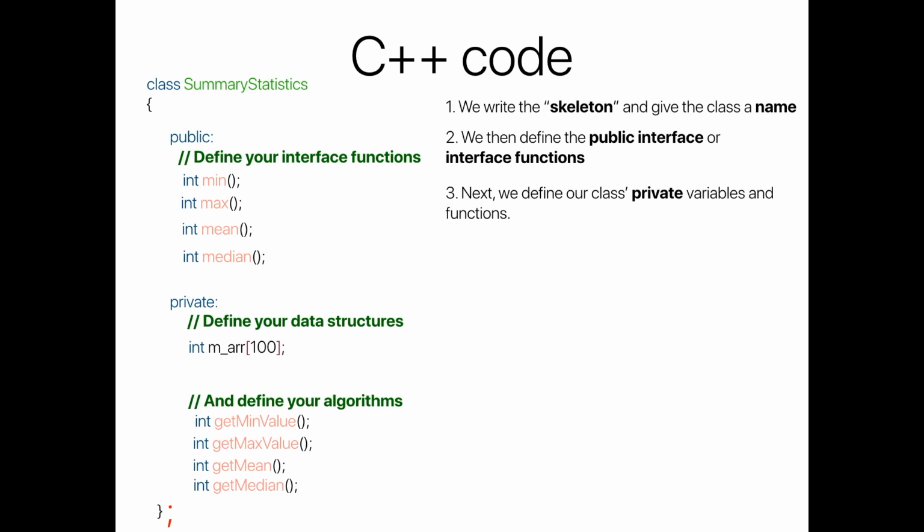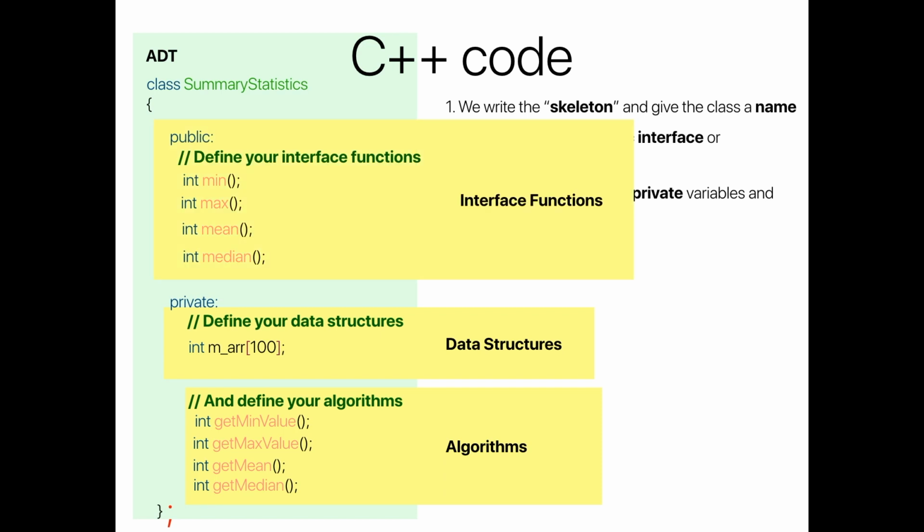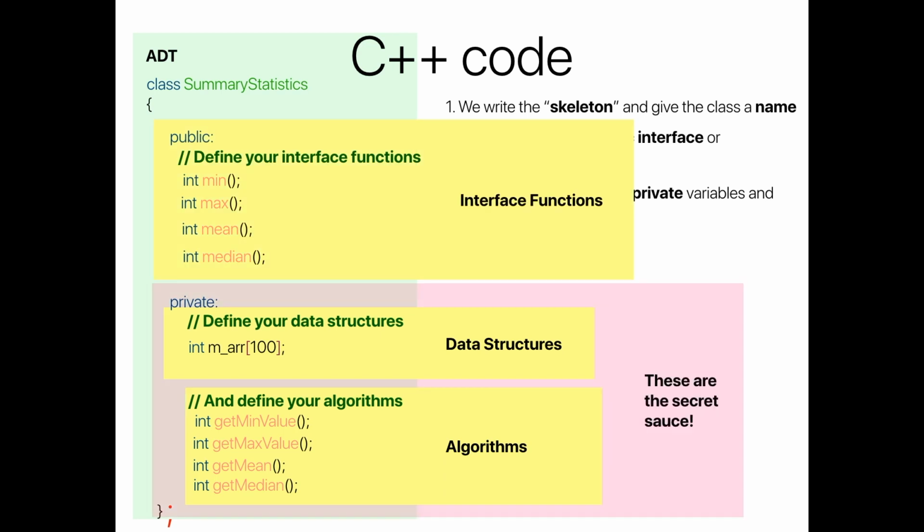And so now, bringing it all together, we know that a class is an abstract data type. And we also know that an abstract data type is a coordinated group of data structures, algorithms, and interface functions. And remember, our data structures and algorithms, these are secret. These are the secret sauce, and these will be hidden from the user when they use this class. The only thing that is exposed to the user will be the interface functions that we have defined.